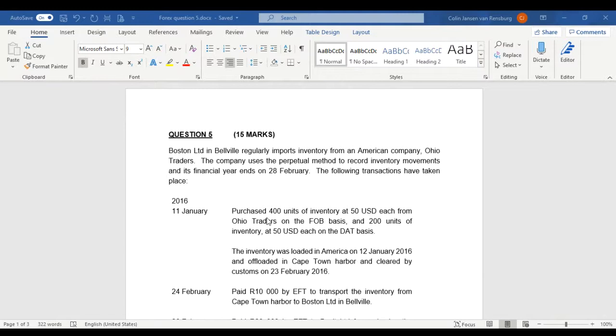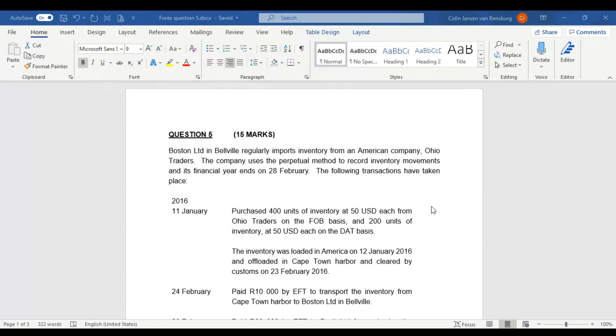So in the case of, let's call it product A, the first one there, we purchased 400 units of inventory at $50 each from Ohio Traders on the FOB basis. It means free on board. So remember, as we said a few weeks ago, that is seen from the perspective of the supplier. So as soon as the supplier has loaded the goods on board the ship in the foreign port, the port of origin, then we as customers assume responsibility for the goods. So we must pay the freight charges. We must arrange for the insurance and so forth.